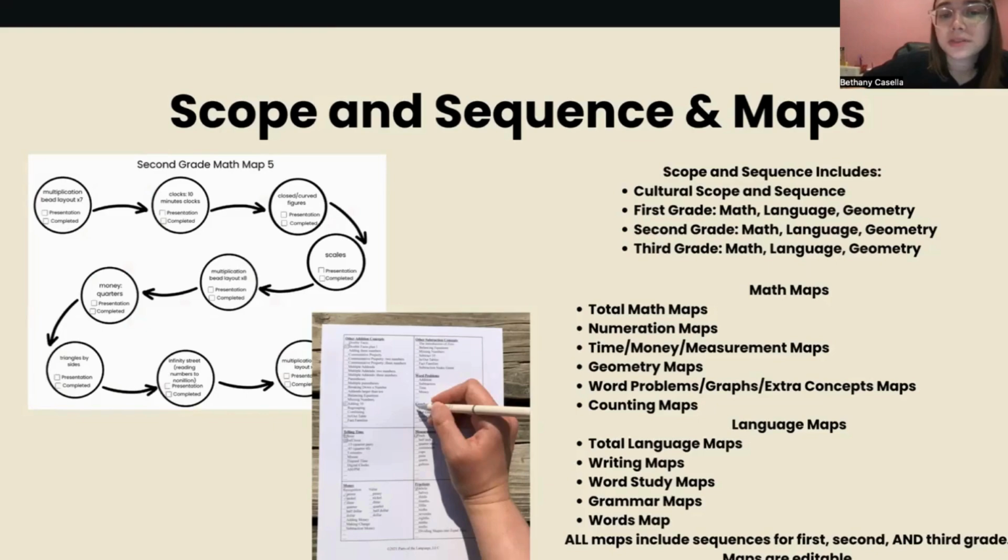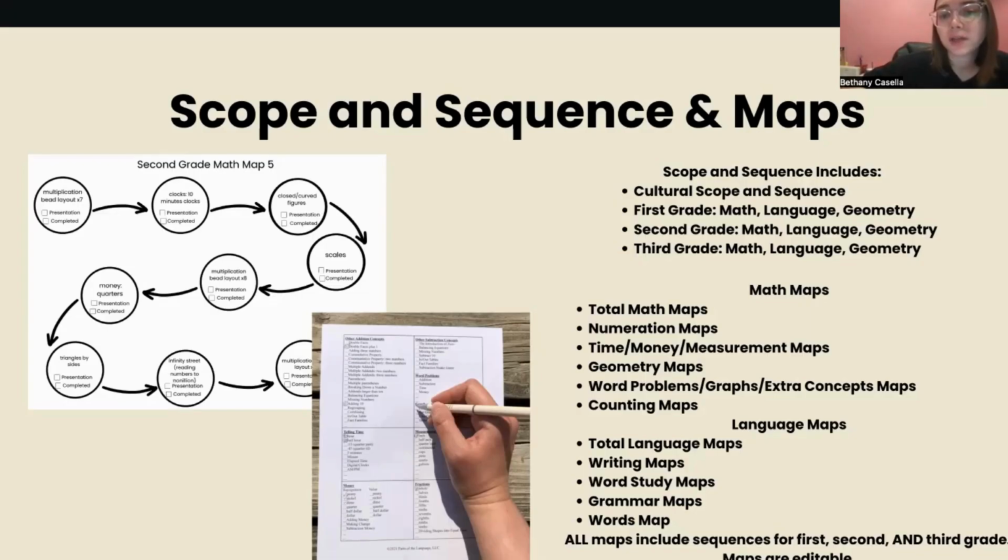So the scope and sequence, which looks like this, is many pages. It has the cultural, first grade, second grade, and third grade math, language, and geometry. And then for the math maps, you have the total map, but then it also breaks it down to numeration, time, money, measurement, geometry, word problems, graphs, extra concepts, and then a counting map. And those are for the kids that still don't quite know how to count all the way to 1,000. Or you could also use it in early childhood.